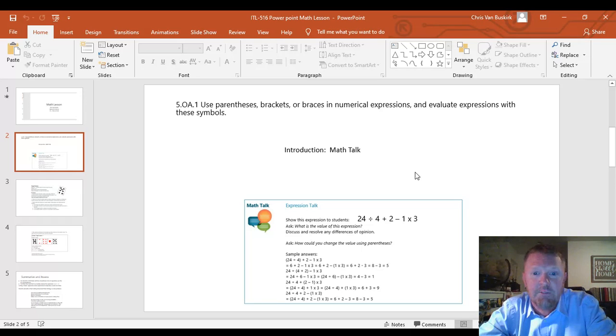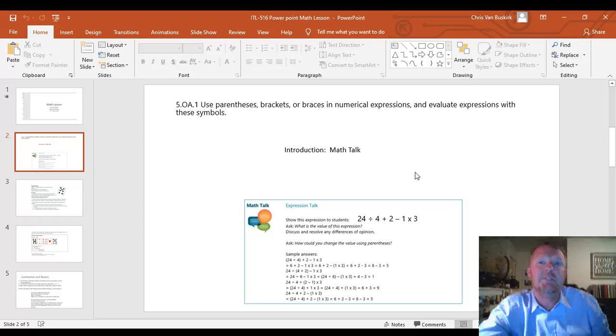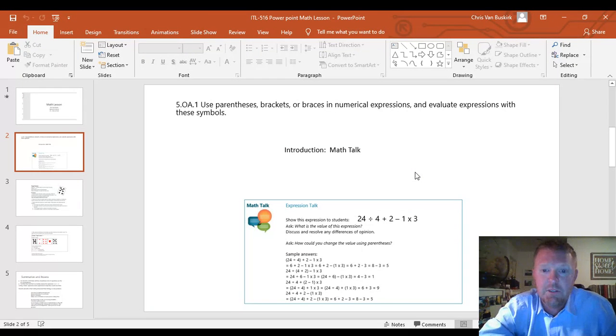So again, we'll discuss and resolve any differences of opinion and give the students a chance to discuss their strategies amongst themselves. The big question of the lesson is, how can you change the value of an expression using parentheses?